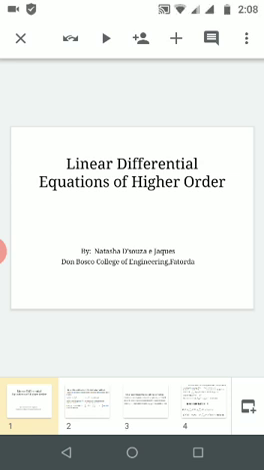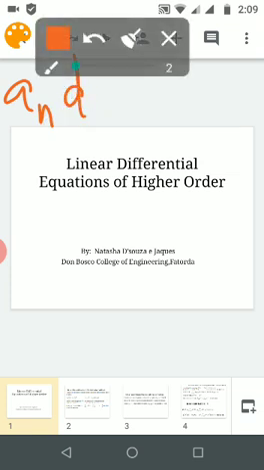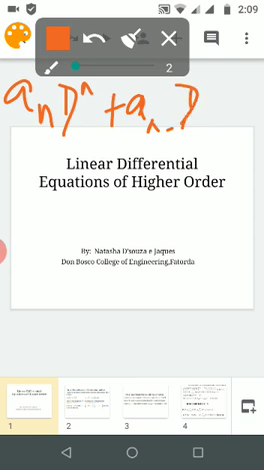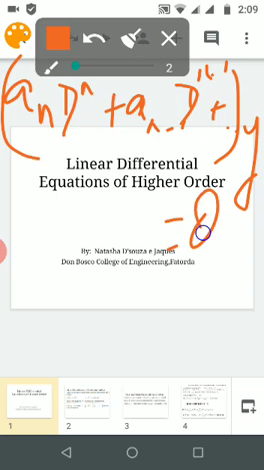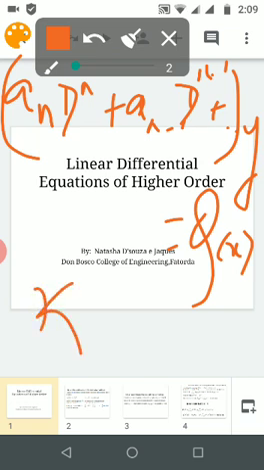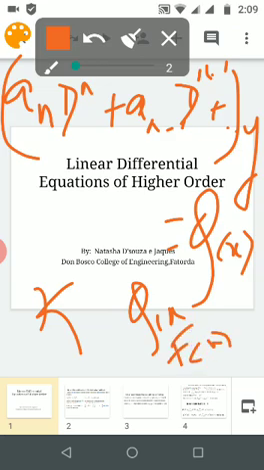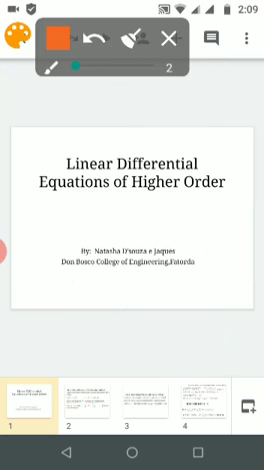So what we have here is, as we all have seen, we were dealing with a_n capital D raised to n plus a_{n-1} capital D raised to n minus 1, and so on, all of this operated on y is equal to q of x. In the previous videos, wherever I have written a, ma'am has used k, and wherever there is q of x, she has used f of x. So just different notations, that is all. But the differential equation is the same.